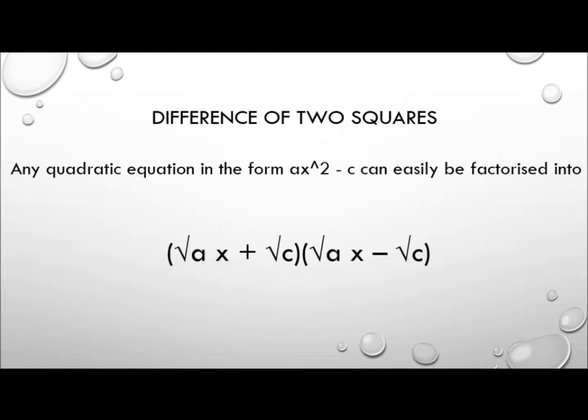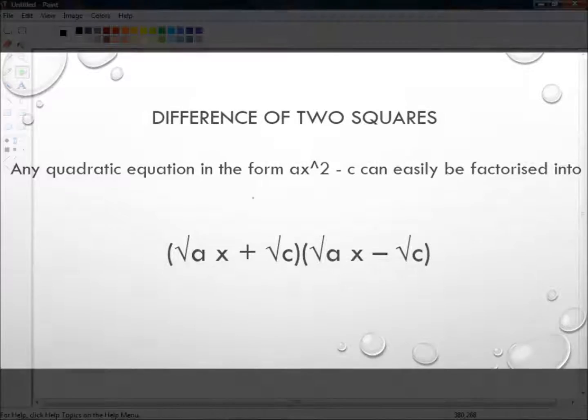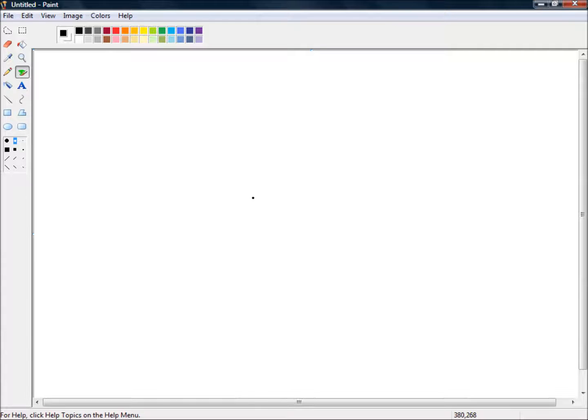So any quadratic equation in the form ax squared minus c can easily be factorised into the square root of ax plus the square root of c into the square root of ax minus the square root of c. And that's all there is to it for the theory part. There really is nothing to it with the difference of two squares. It really is just that easy. Let's have a go at doing a few examples just to show how easy it is.